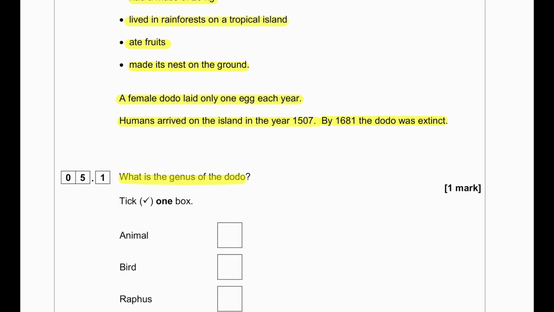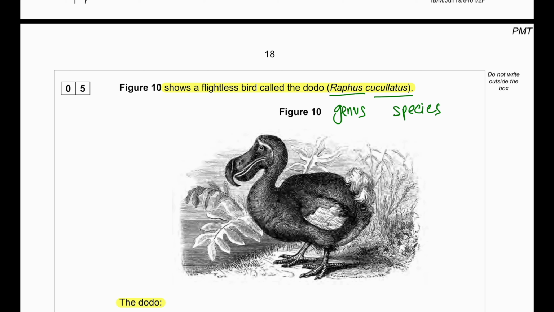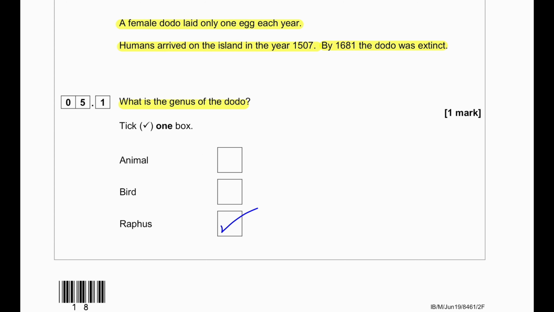What is the genus of the dodo? The genus of the dodo is the first portion of the name, because the name is in the binomial system. In this system, an organism is given a two-part name. The first part is the name of the genus. The second part is the name of the species. So it will be Raphus. You can see animal and bird are obviously wrong answers.